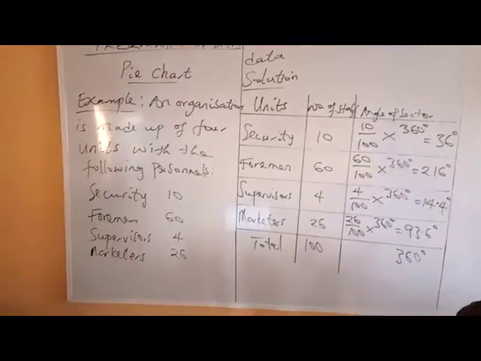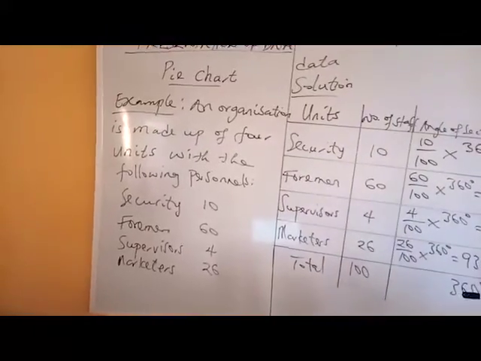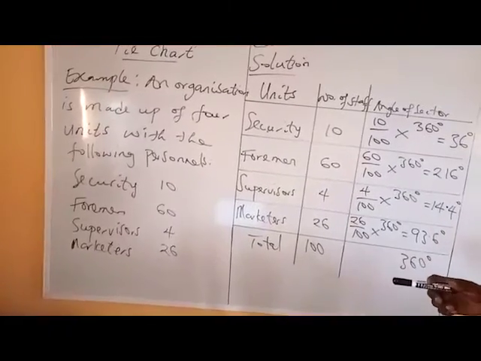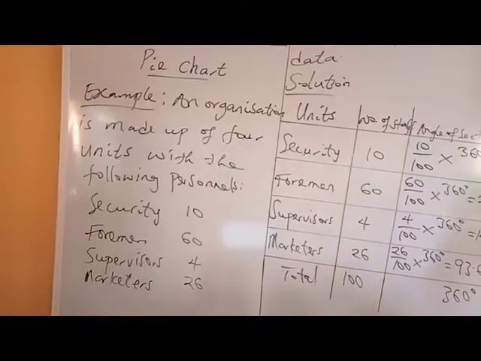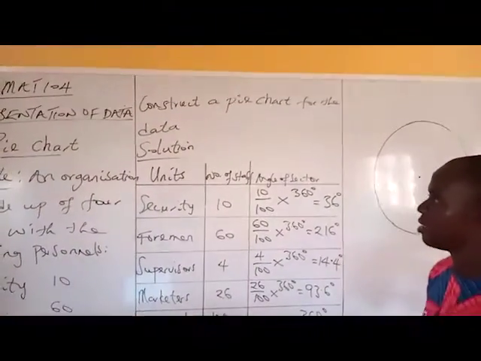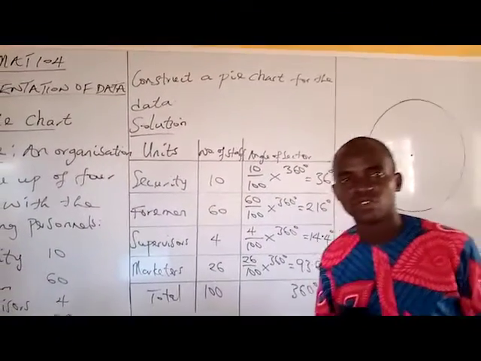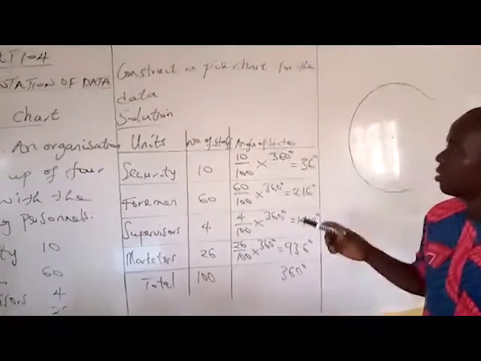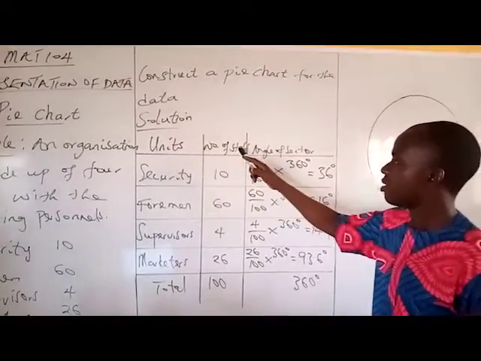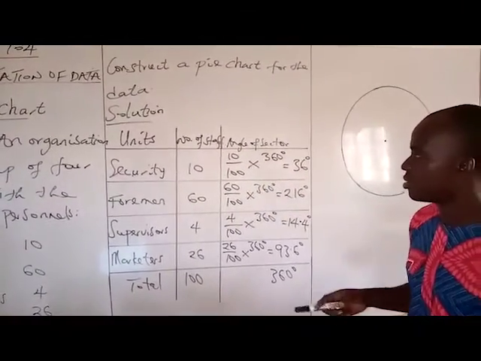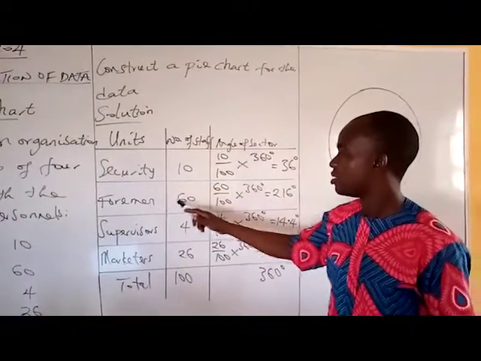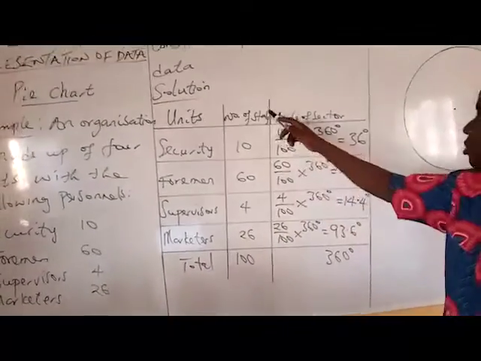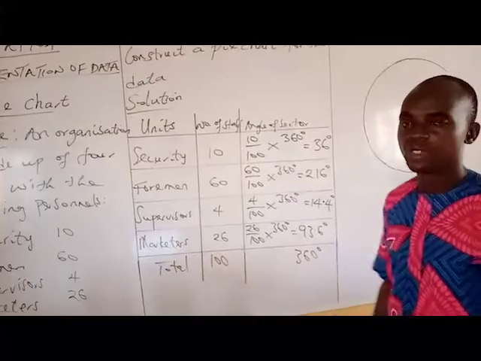An organization is made up of 4 units with the following personnel: security 10, foremen 60, supervisors 4, marketers 26. Construct a pie chart for the data. Now, the first thing we must do here is to find the angle of sectors for each of the personnel. I have here units, number of staff, angle of sectors. Security is 10, foremen is 60, supervisors are 4, marketers are 26. By the time you add everything here, you have 100.